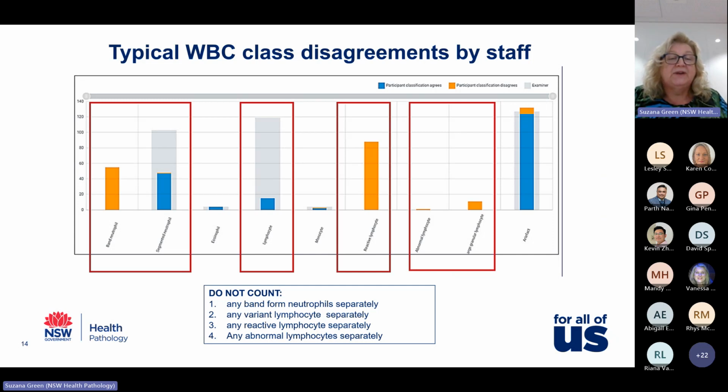Now, this one, again, there was variability in putting out the morphology into the subgroups of, say, the variant lymphocyte forms. So they called them either reactive lymphs or variant lymphs or large granular lymphs instead of putting it all into the lymphocyte count. So what you're seeing here, the blue is the participant, the yellow is the disagreement with the examiner, and the grey is what the examiner counted. So if you put that yellow one on top, that particular participant would have got 100% on segmented neutrophils. So that's where the discrepancies were occurring.